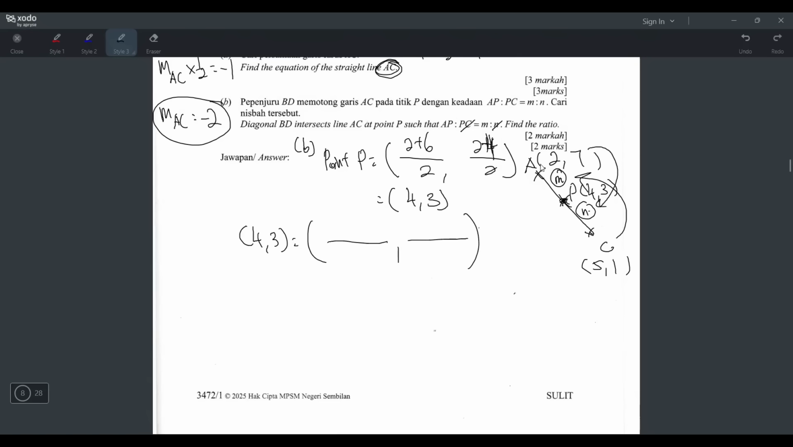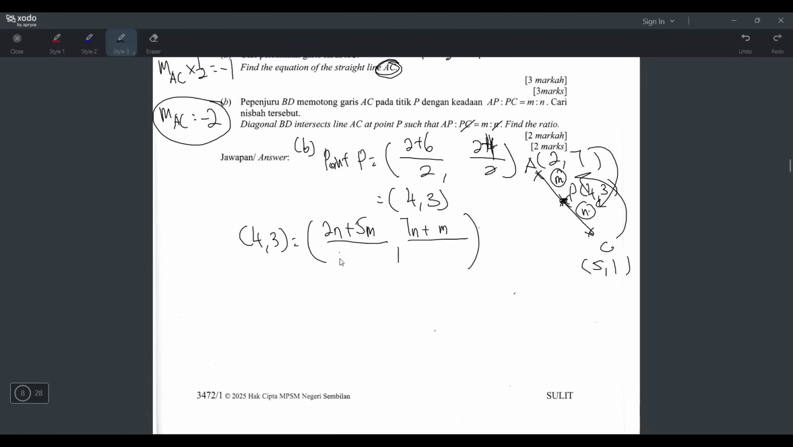Okay, so you have to take point A times N, point C times M. Always darab dengan ratio yang jauh. So 2 times N, 7 times N. Okay, 2N I write here, 7N I will write here because 7 is the Y coordinate. And then 5, 1 have to times M. Okay, but 5 is the X coordinate, so 5M tulis sini lah. And then 1 times M is 1M tulis sini. Okay, nothing in between means plus.